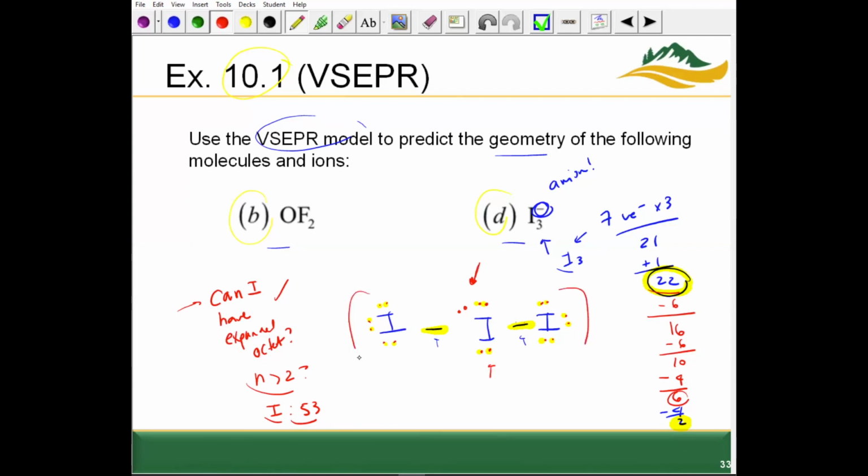For this structure, and because it's an anion, we remember to put brackets around it and then show the charge right here. We're going to see what's happening when we have 1, 2, 3 lone pairs of electrons around the central atom and 2 bonds around the central atom.